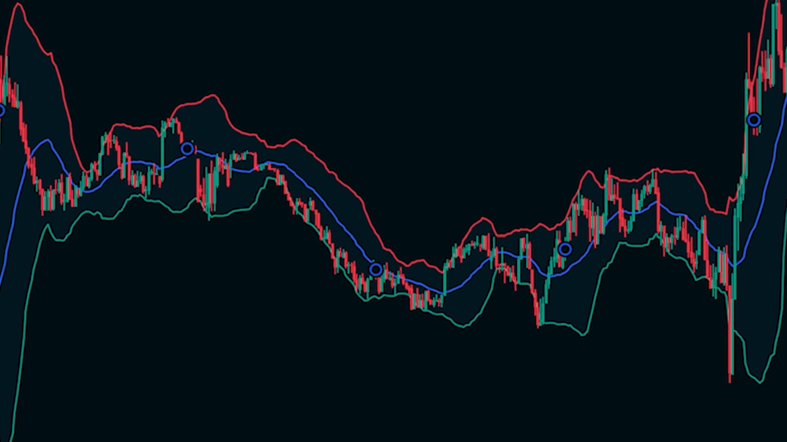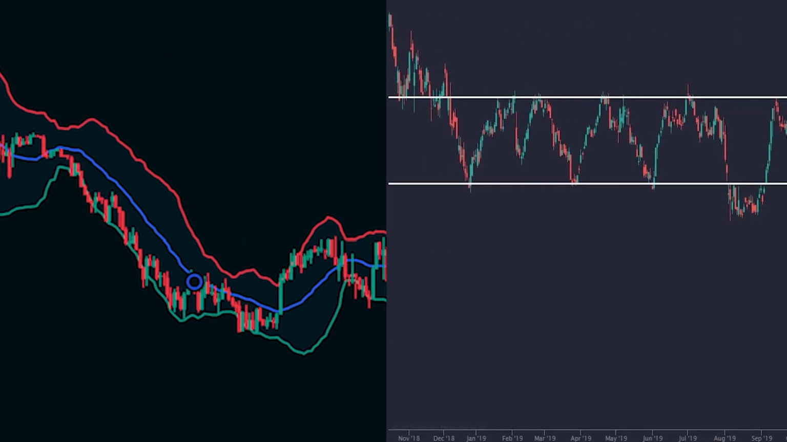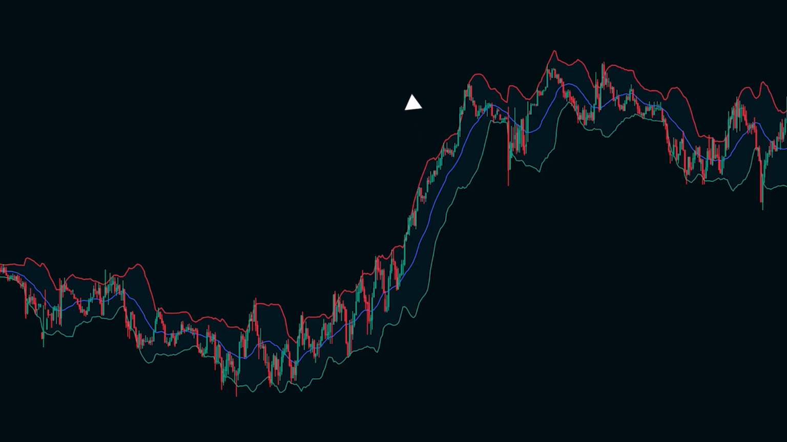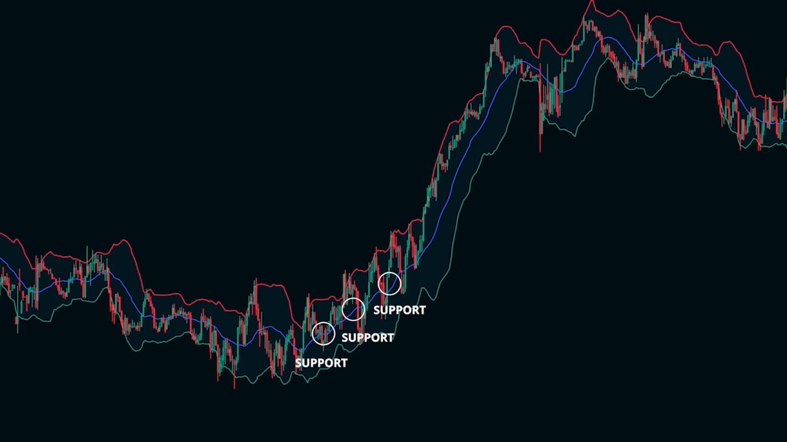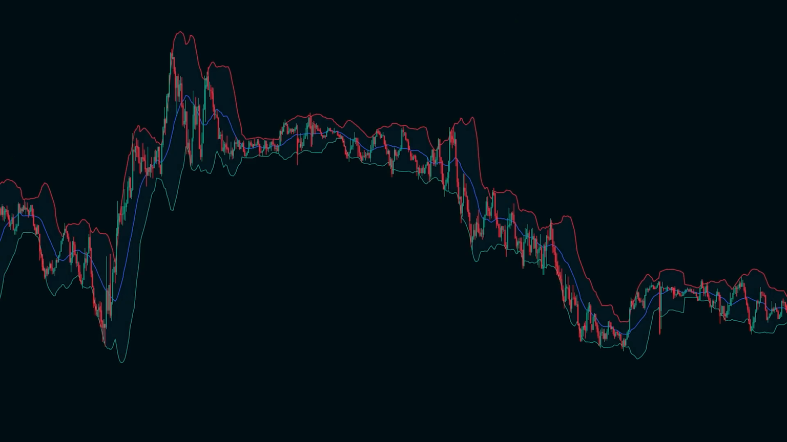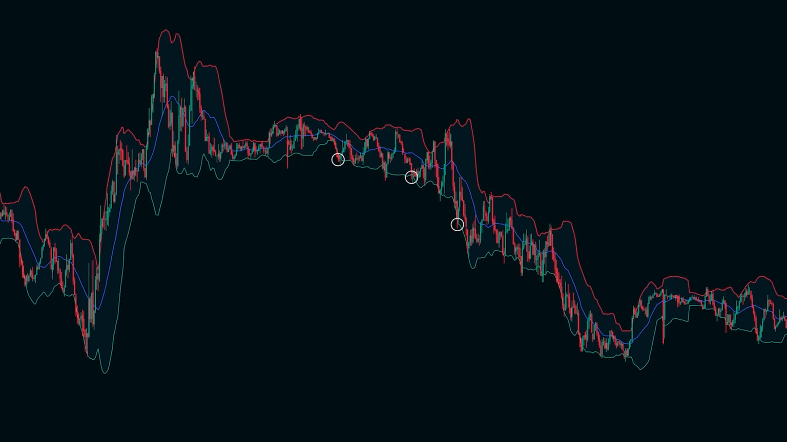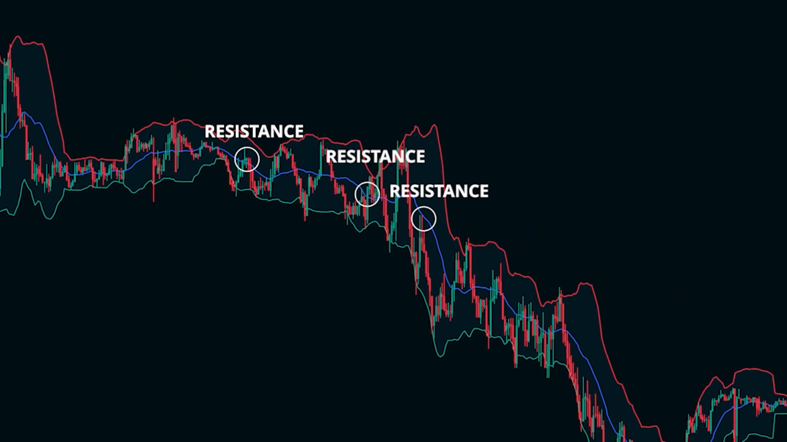The middle band acts as a dynamic level of support and resistance. Unlike a fixed horizontal level, it moves with the market. When the price is in an uptrend, the middle band acts as support. When price pulls back to the middle band, buyers step in and push the price higher. Similarly, when the price is in a downtrend, the middle band acts as resistance. When price rallies up to the middle band, sellers push the price back down.